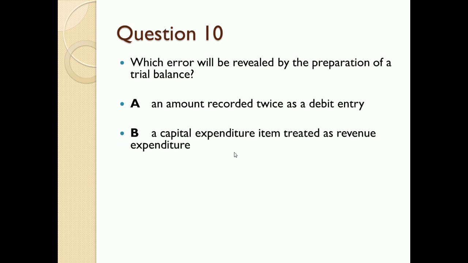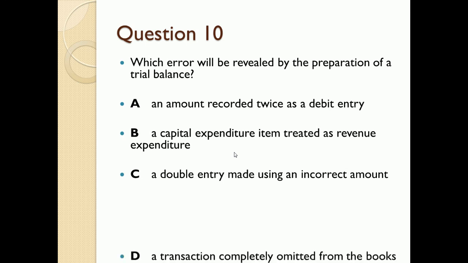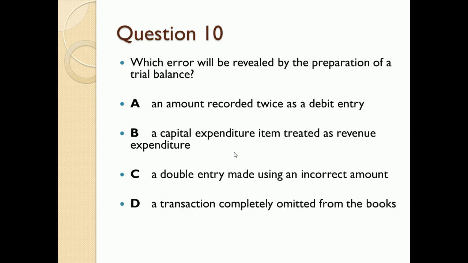So I guess you got the idea. Capital expenditure items treated as revenue, and C, double entry made using an incorrect amount, and D, the transaction completely omitted from the books. If there is an omission, there is no question of debit being unequal to credit, definitely the debit is equal to credit, because you have placed 0 on debit and 0 on credit. I'm talking about D. As far as C, double entry made using the incorrect amount, you have placed rent 80 and cash 80, rather than rent 100 and cash 100. So there isn't any question of disbalancing the trial balance.